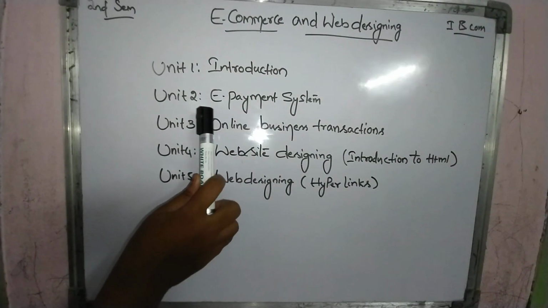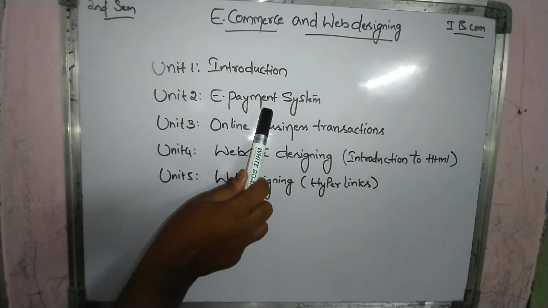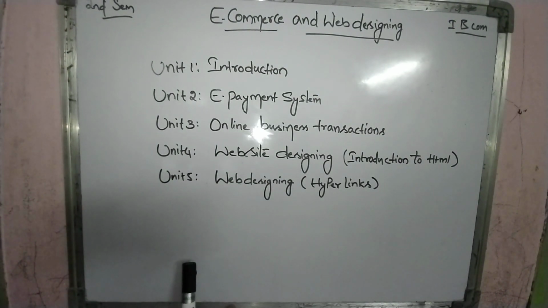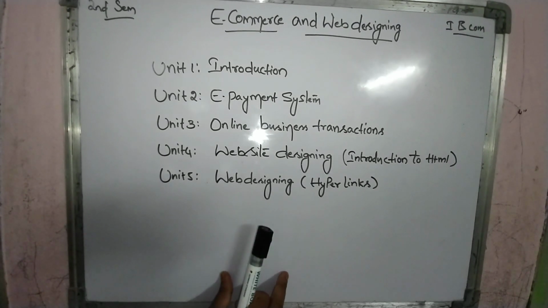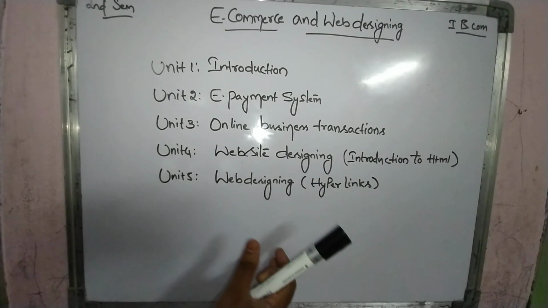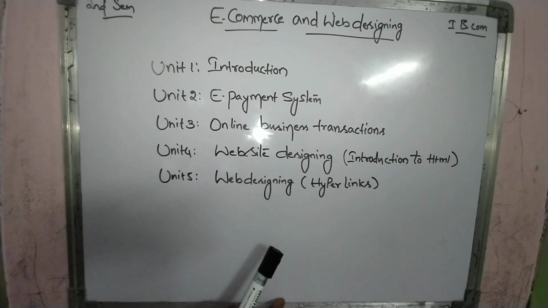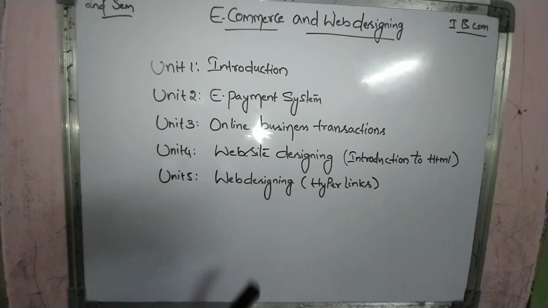And next we move to the second unit, that is the e-payment system. E-payment system means online payment system. That means, what is the e-payment system? How we do transactions using this e-payment system, advantages, disadvantages, all this comes in your unit 2.